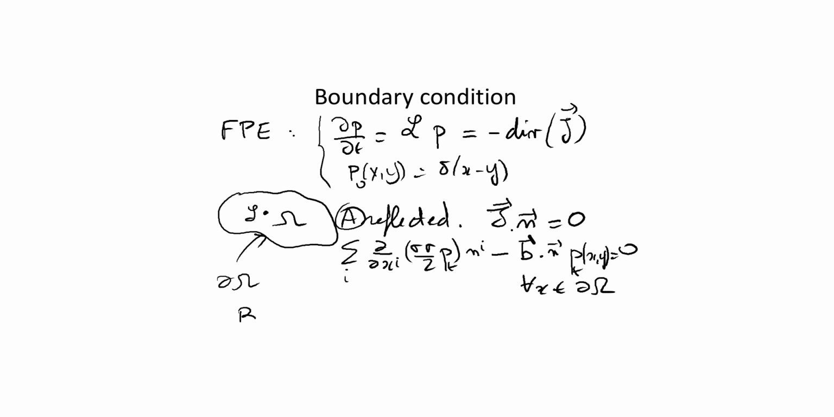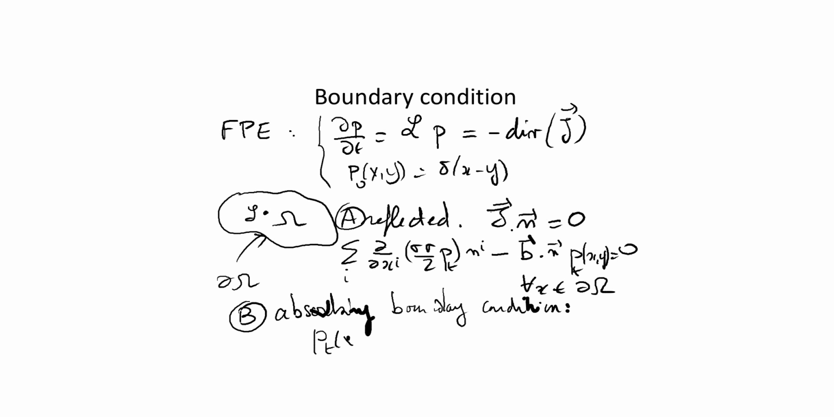If on the other hand we impose an absorbing boundary condition, so what does the absorbing boundary condition say? The absorbing boundary condition tells us that p_t at x and y has to be equal to 0. That is, when you start at any point y on the boundary, the probability to make a transition to any point inside has to be 0. So this is called the absorbing boundary condition.